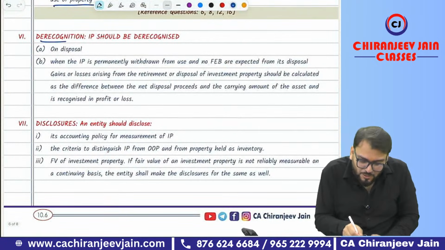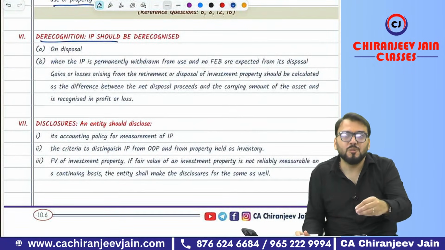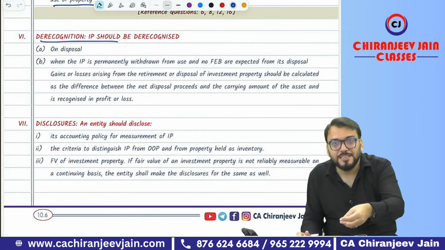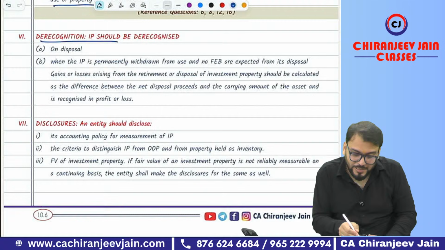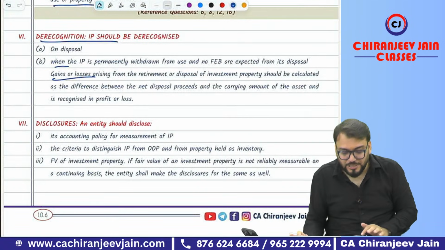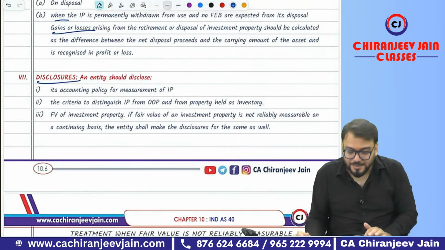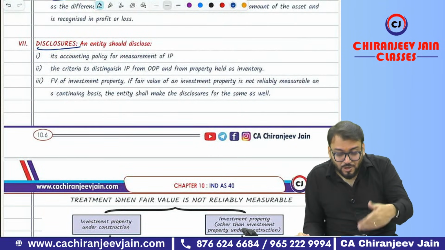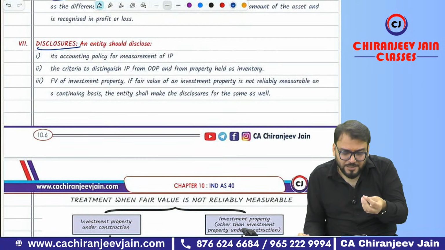Next point, de-recognition, nothing to explain. An investment property is derecognized on disposal or when no future economic benefit is expected from the investment property. Gain or loss will be transferred to the profit and loss account. Disclosure you can read on your own. Understood? Now, in disclosure, I'll just give a highlight.